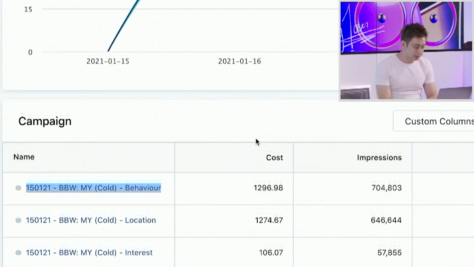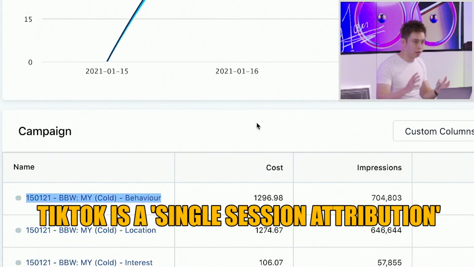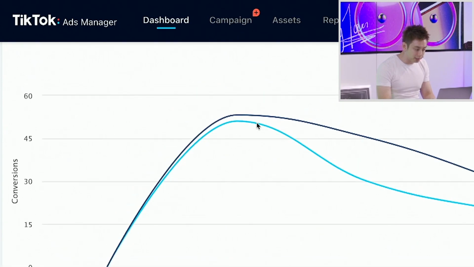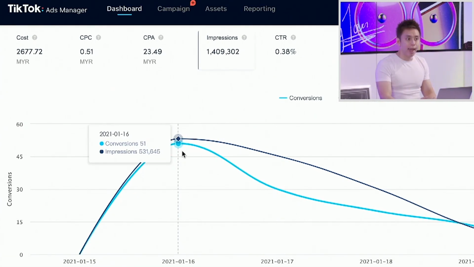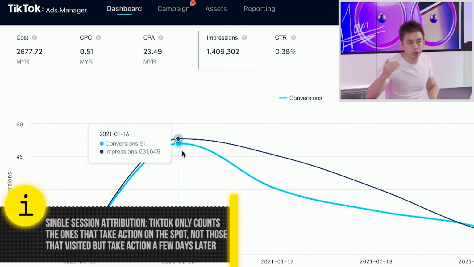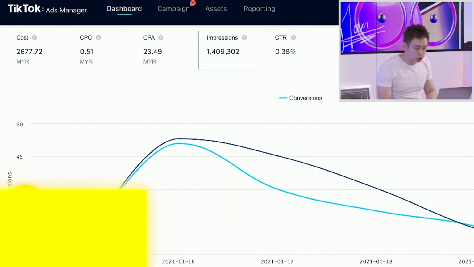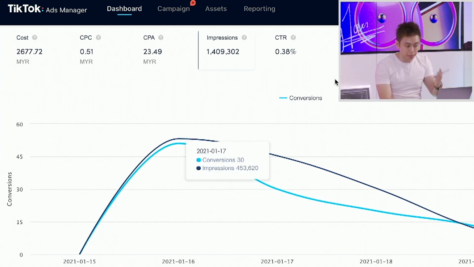Now, inside TikTok, unlike Facebook, TikTok is a single session attribution, okay? Now, what does it mean? It means that if somebody lands on my TikTok ad, and if they see my ad today, and for some reason they don't register today and they only register, say, 3 days later, TikTok does not take that into account. So the number is actually under-declared, so the conversions would be higher.